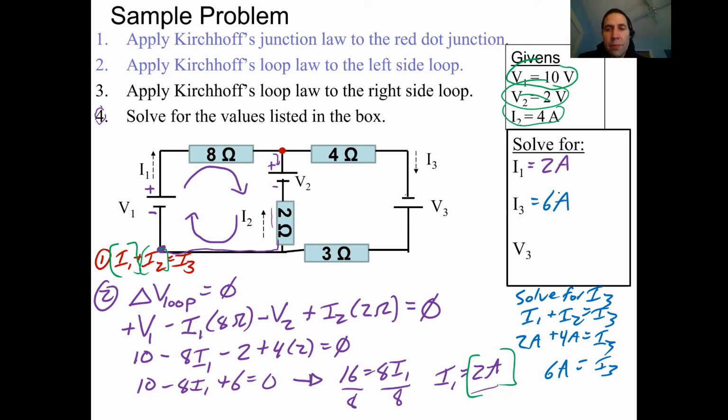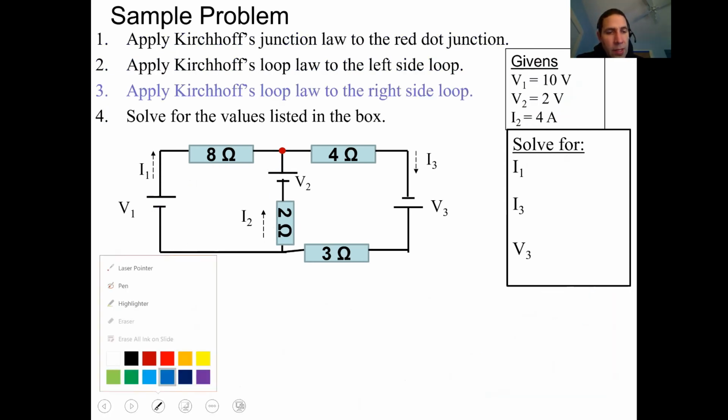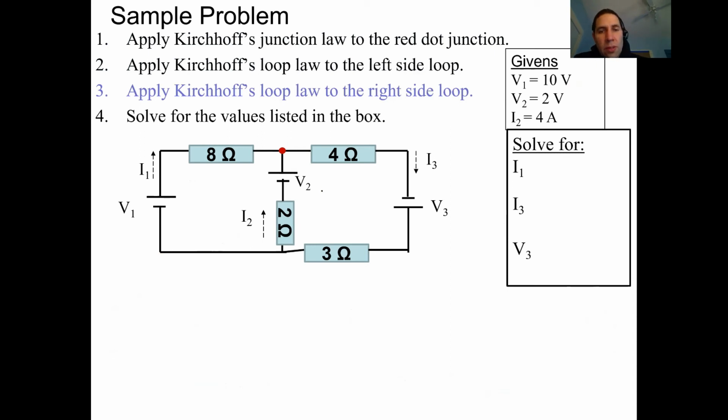Okay, so all I need to know now is V3. In order to do that, I'm going to go to the next slide, and I'm going to apply Kirchhoff's loop law to the right side loop. So again, it's up to you how you define this. I'm going to define this as being clockwise again. But again, you could get a correct answer, which would be the same answer, if you defined it the other way.